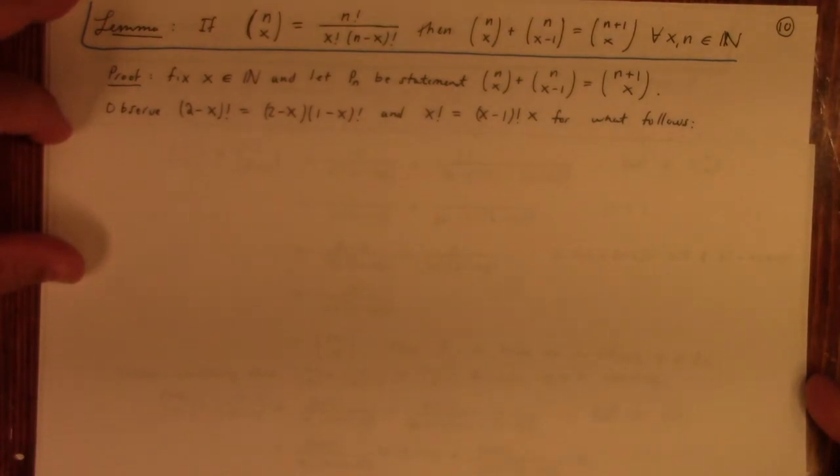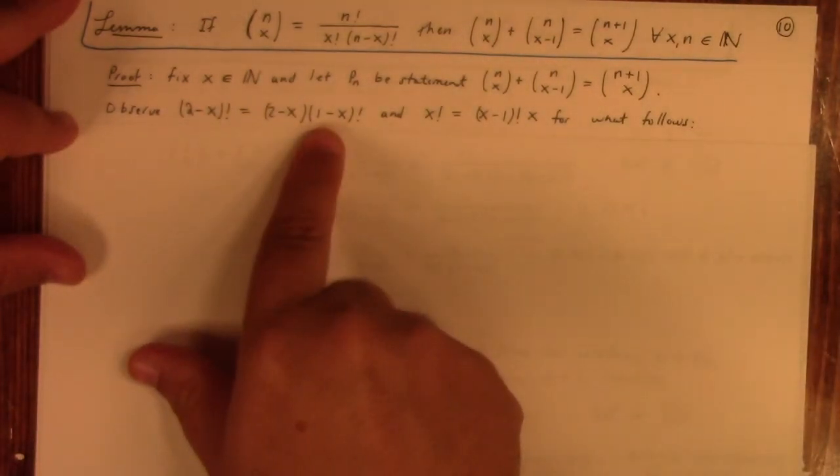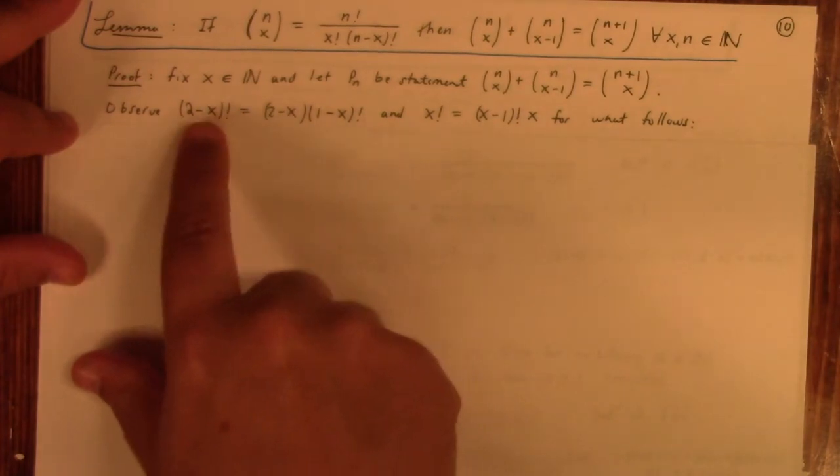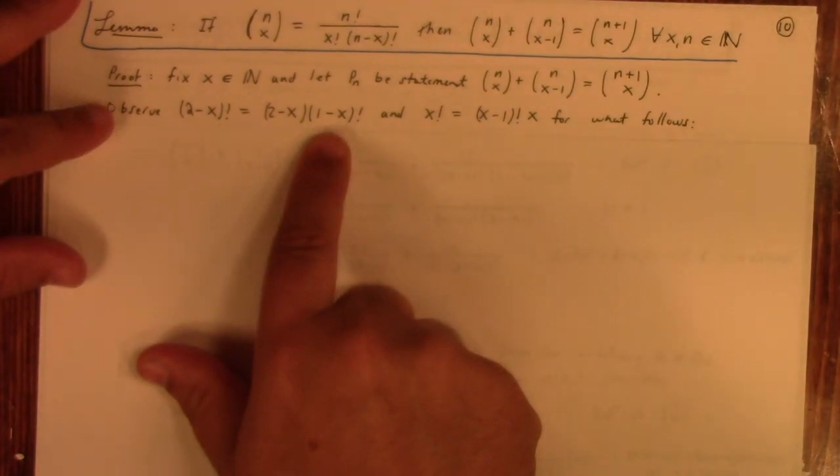Okay, so we start out here. Let's fix x, and we'll let Pn be the statement that N choose x plus N choose x minus 1 is N plus 1 choose x. And it's going to be helpful to notice that n minus x factorial is n minus x times n minus x minus 1 factorial, because that's the number and that's the number less 1. So this is just the definition of factorial applied to the case n equals n minus x. If n equals n minus x, then n minus 1 is n minus x minus 1.